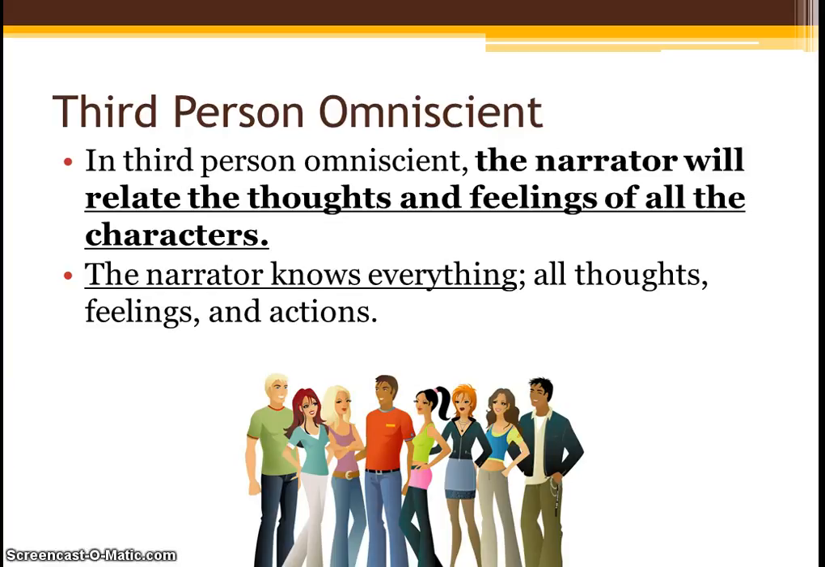The second type of third person is third person omniscient. Omniscient, omni means all, and so omniscient is all-knowing. So in third person omniscient, we know the thoughts and feelings of all characters. And what this might look like in a book is maybe one chapter is told from the perspective of one character, and the next chapter is about a different character. But again, here it means all-knowing. So the narrator knows everything. And it's not just actions or things that people say, but it's thoughts, feelings, and actions.